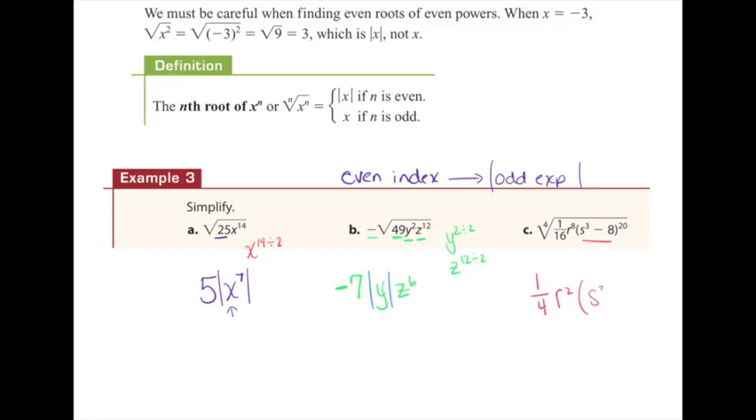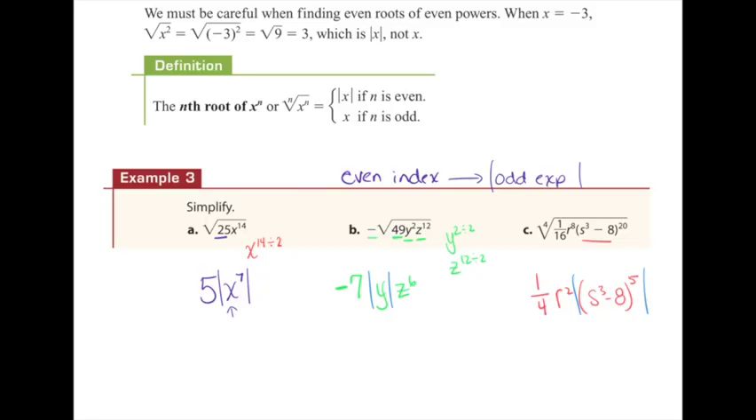So I leave this alone, s cubed minus 8. The 4th root of this is 20 divided by 4. This is going to be 5. Again, the r will never be negative because I'm going to square it. This is to an odd power. This could be negative in here to an odd power. Since my original root was even, I need to do absolute value around my odd power.